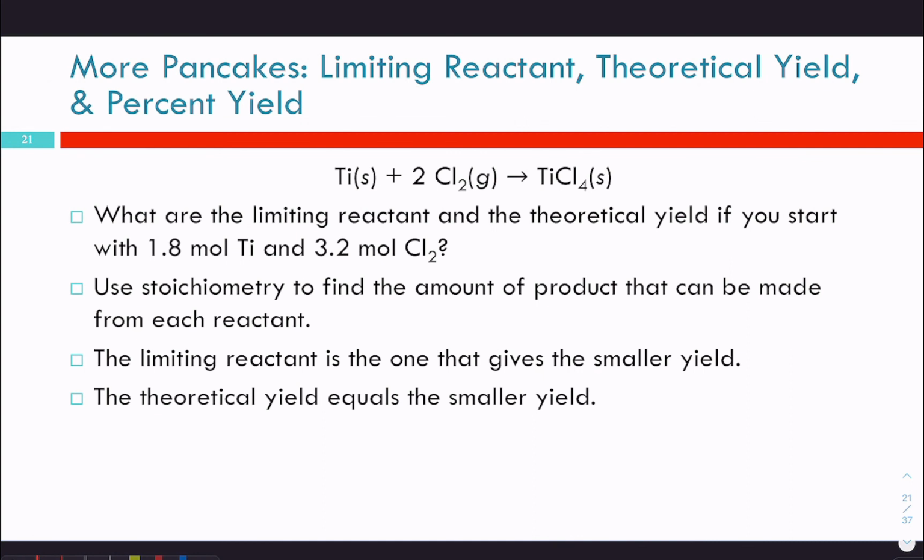So what are the limiting reactant and theoretical yield if you start with 1.8 moles of titanium and 3.2 moles of chlorine? So the way you do this is just like I did with the pancake example. You basically take each of the reagents that you have quantities for. You calculate how much product each would make, assuming that you have enough of everything else. Then the limiting reactant is the one that gives the smaller yield. And then your theoretical yield is equal to the smaller yield.